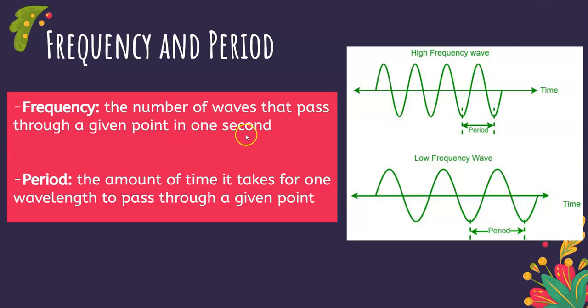So there's a high frequency wave. This would be a low frequency wave in comparison with each other. And the period is the amount of time it takes for one wavelength to pass a given point. Again, we're not going to talk very much about that, but you do need to know frequency.